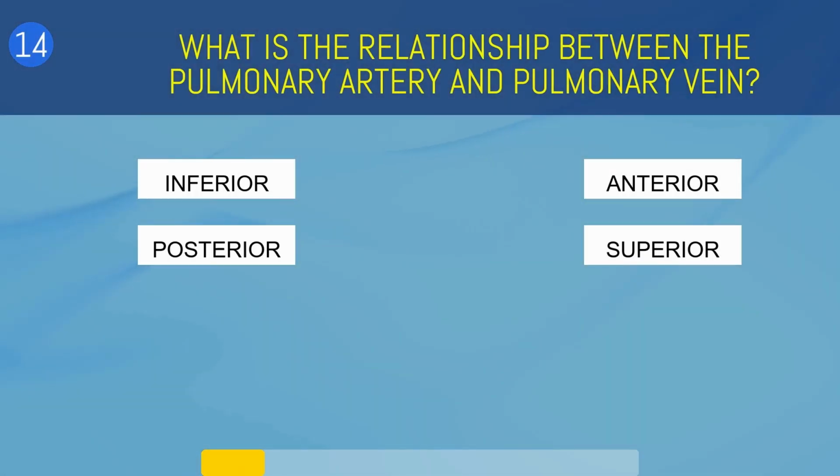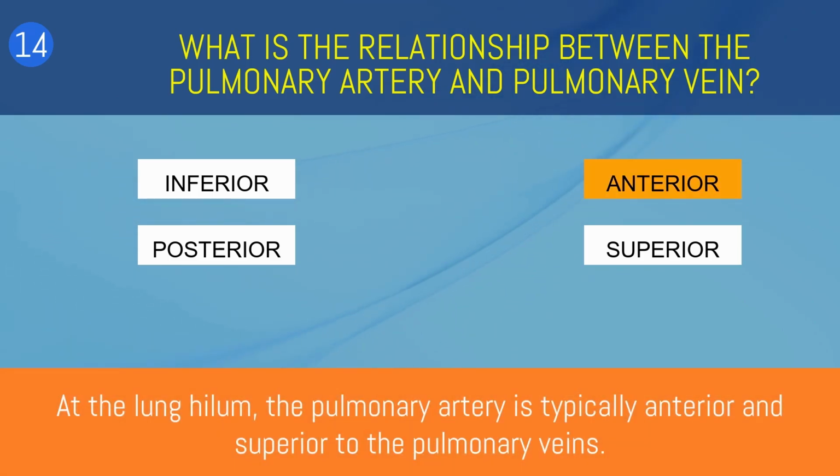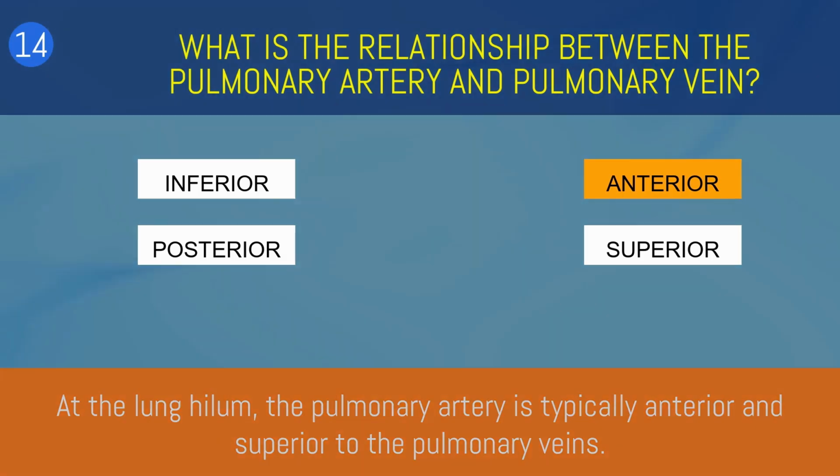What is the relationship between the pulmonary artery and pulmonary vein? Inferior, posterior, anterior, or superior? Anterior. At the lung hilum, the pulmonary artery is typically anterior and superior to the pulmonary veins.